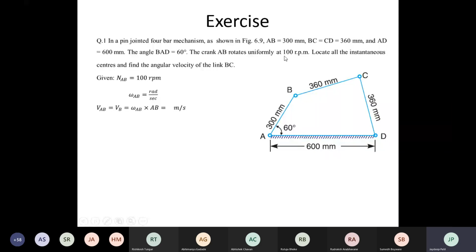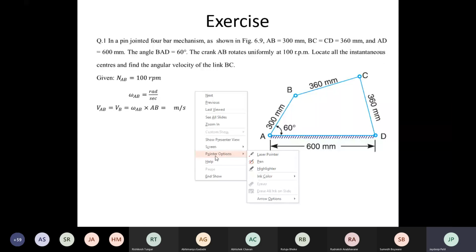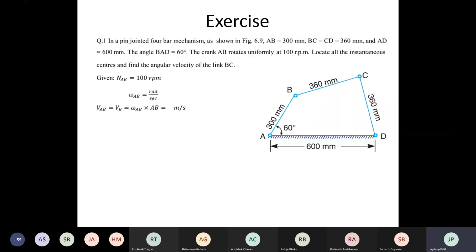Means what is given here? Speed of AB is given. Locate all ICRs and find the angular velocity of the crank. Okay. How can we draw this figure? Anyone explain? First of all, you have to draw the fixed link AD, which is a straight line of 600 mm.